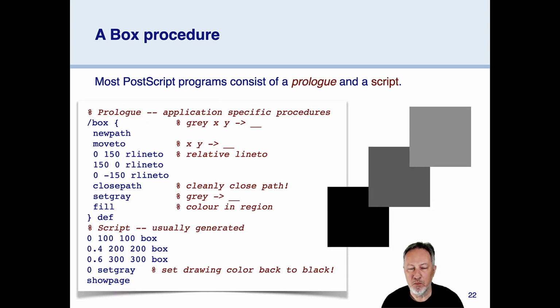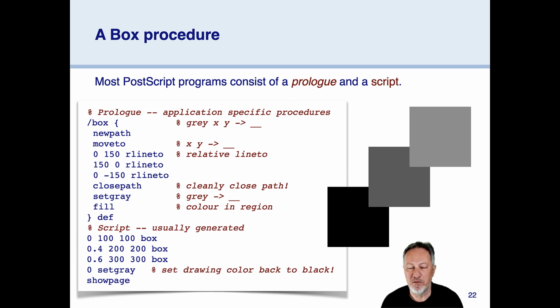Now, something a little bit more challenging. We would like to have a general procedure for drawing boxes. Now, in this program, which is just a little bit more complicated, we can see how a PostScript program is usually divided into two parts. There is a prologue, which defines all sorts of useful procedures, and a script. In fact, in most applications that produce output for printers, they work in more or less the same way.